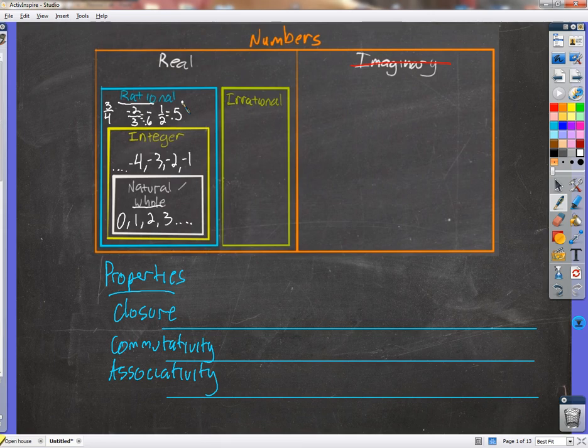Also, if a decimal goes on forever and ever, but there's a repeating pattern, then that could also be written as a rational number. So if we had 0.197, 197, and that 197 repeats forever and ever, you could also find a way to write that as one integer divided by another integer. Okay. So these are the ones we're going to be using today and for quite a while after today.